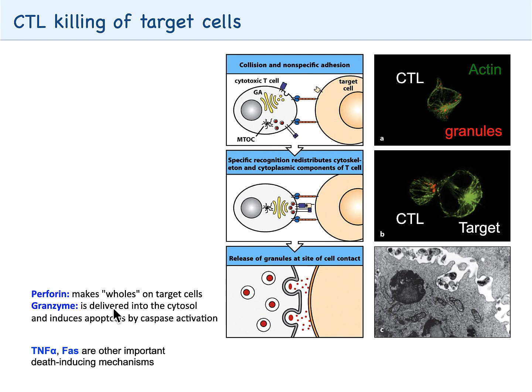Other mechanisms are also important for this death. For instance, TNF and FAS produced by the T cell are very important death-inducing mechanisms, because the target cell will most likely express TNF receptor and also FAS, which is recognized by FAS ligand.